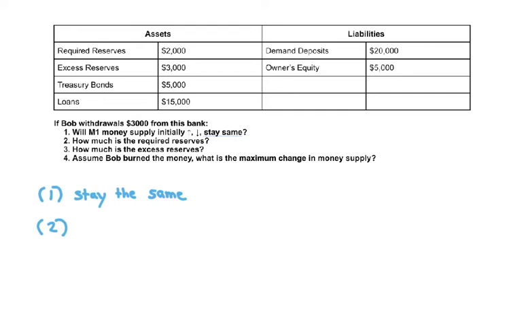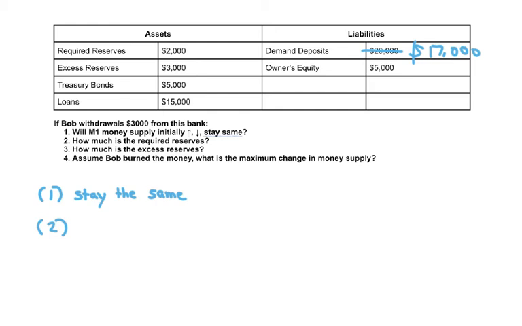Because we kind of have to work backwards here. So let's think about this. When Bob withdraws $3,000 from the bank, that's going to change demand deposits down to $17,000, right? Because $3,000 of deposits are no longer there. And so now, knowing that number, we then have to figure out what percent of that money has to go in required reserves. Luckily, we kept the chart the same as on the last question. And remember, on the last question, we calculated the reserve requirement to be 10%.